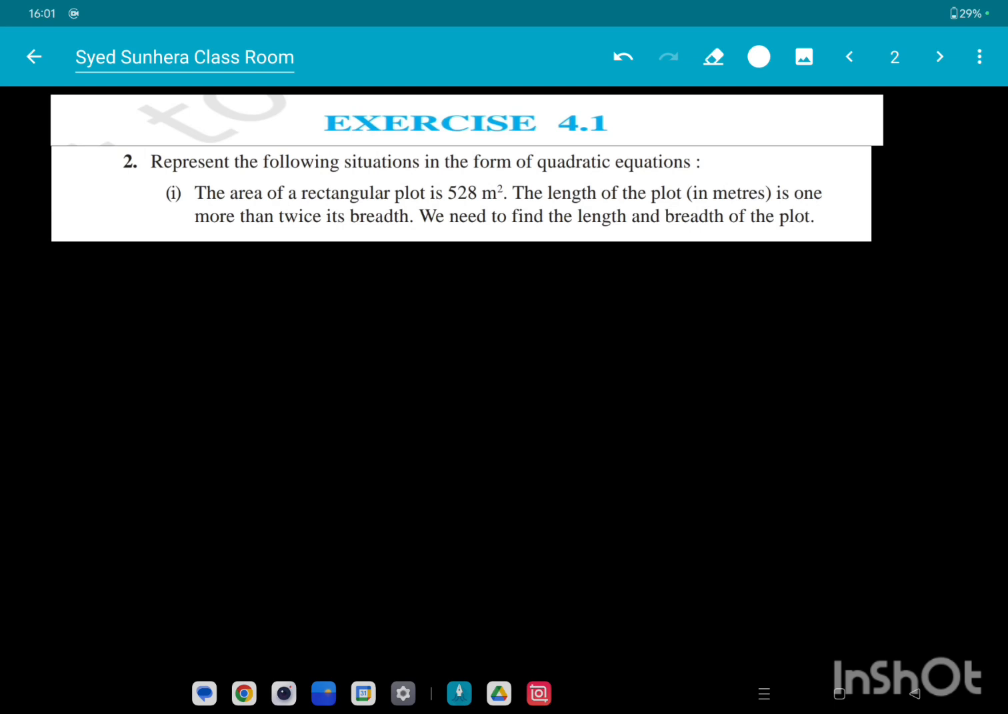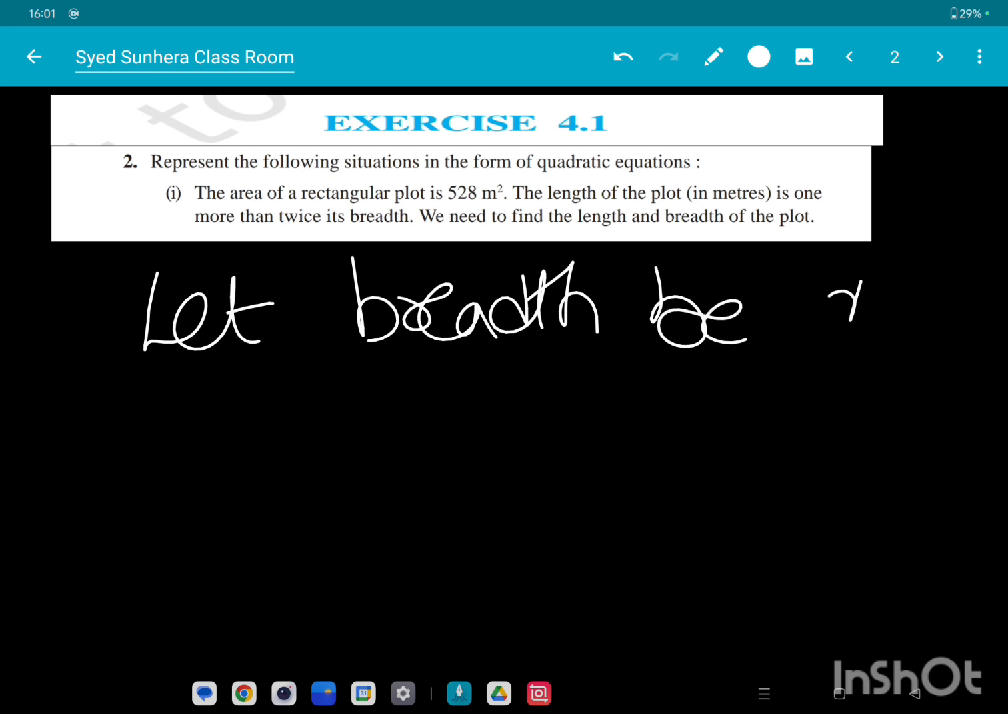Here the first question is, the area of a rectangular plot is 528 meters square. The length of the plot in meters is 1 more than twice its breadth. We need to find the length and breadth of the plot. Here we don't need to know the exact values. We need to know how we can change it into a quadratic equation. First, let us assume let breadth be x, because breadth is the smaller value than length, so we assume breadth be x.